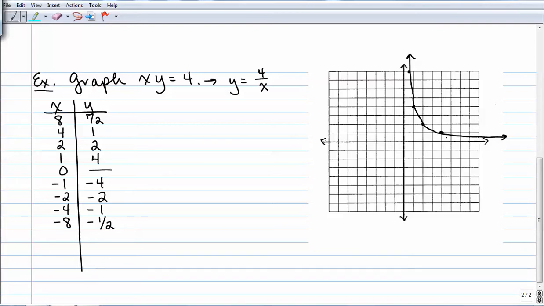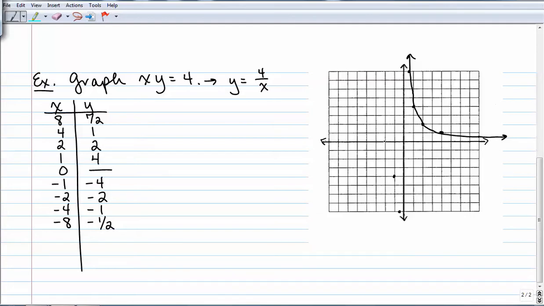Notice that as my x gets bigger, it gets very close to the x-axis. And as my x gets smaller, it heads up this way and heads towards the y-axis. Let's see what happens on the negative side. So when x is -1, y is -4. And actually, I could even have done -1/2, which would give me a value of -8.